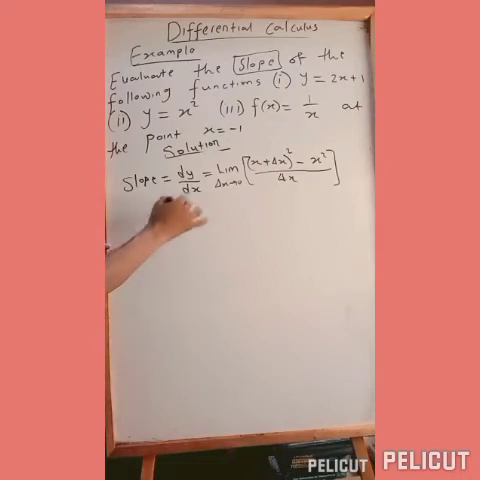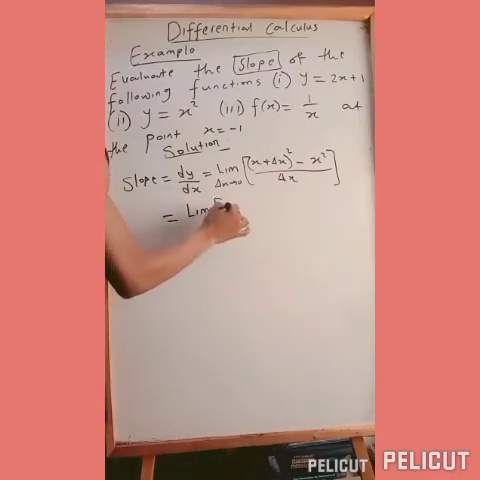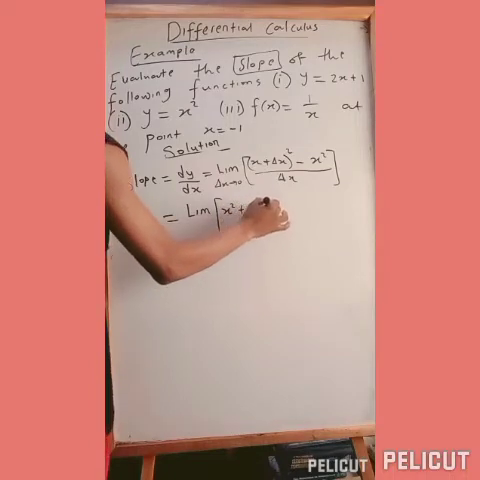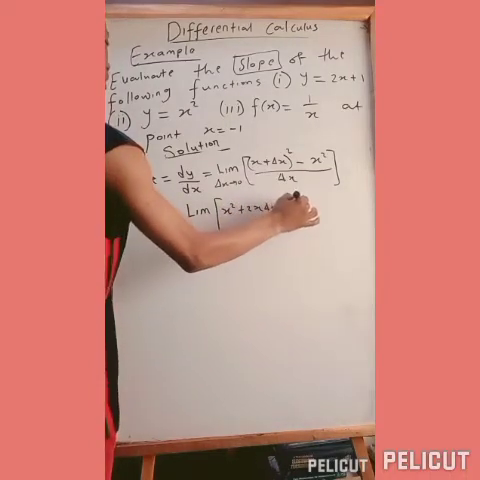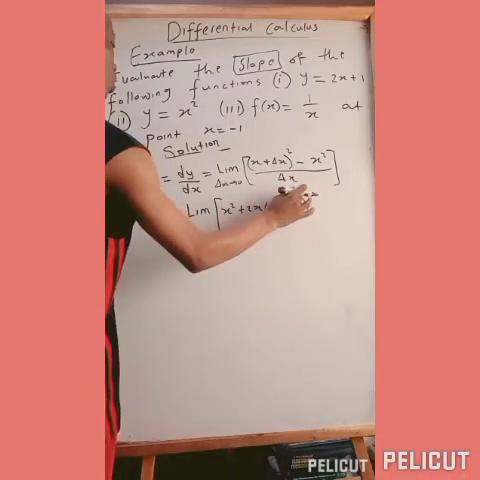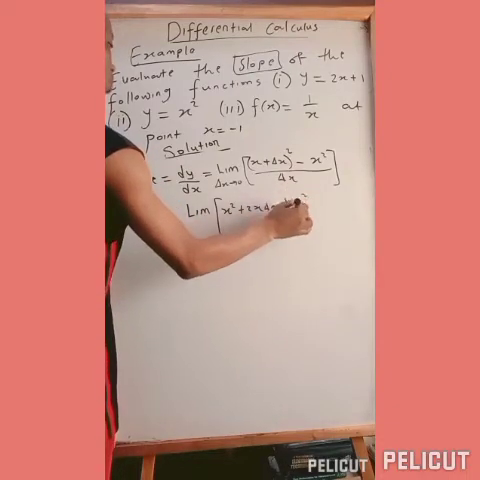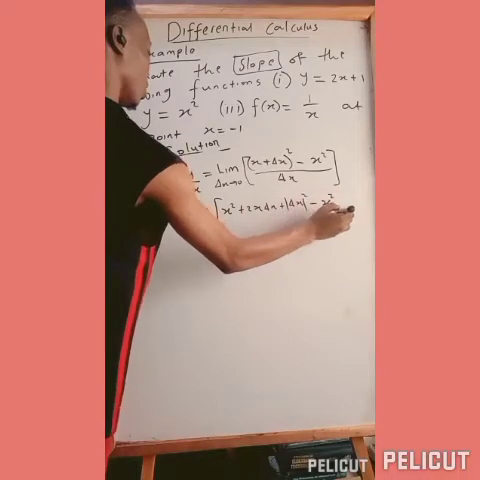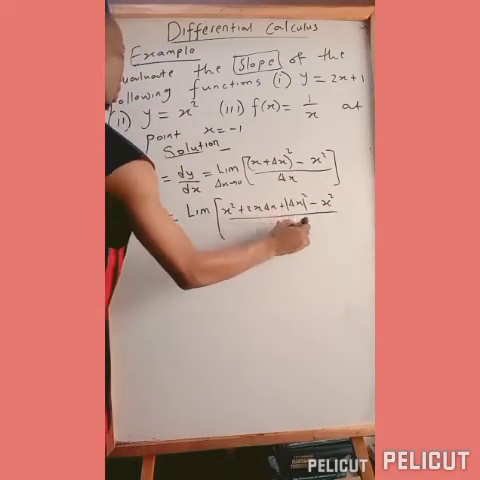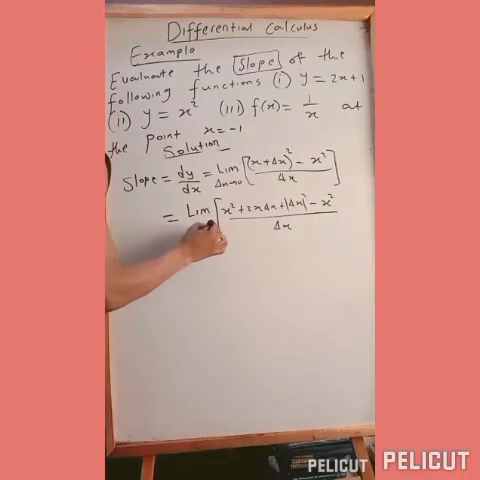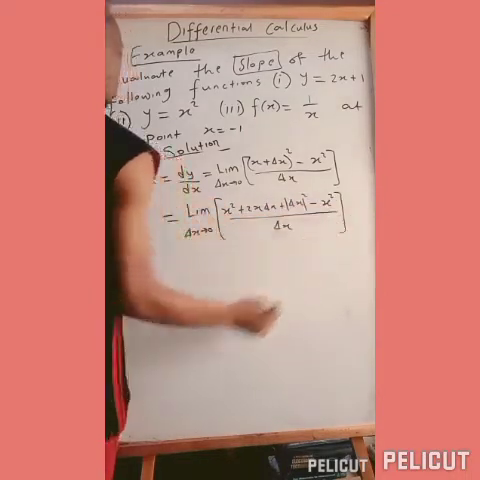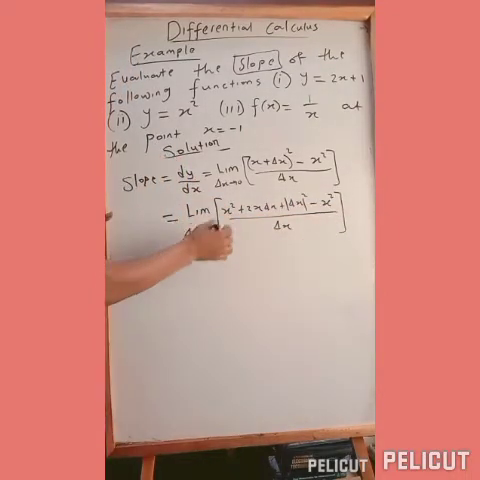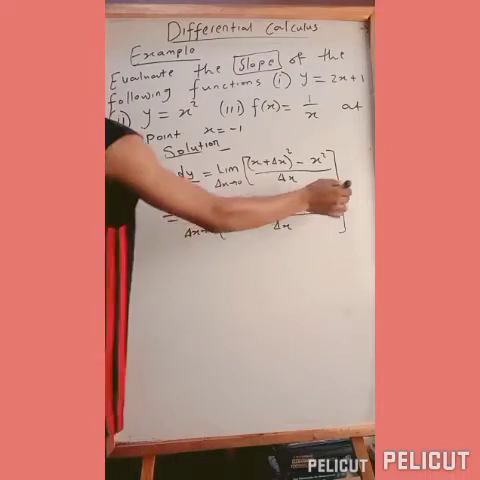So we are going to have that this will now be the limit of x squared plus 2x delta x plus delta x all squared, minus x squared, divided by delta x, as delta x tends to 0. And we are going to have this, this guy cancels out.